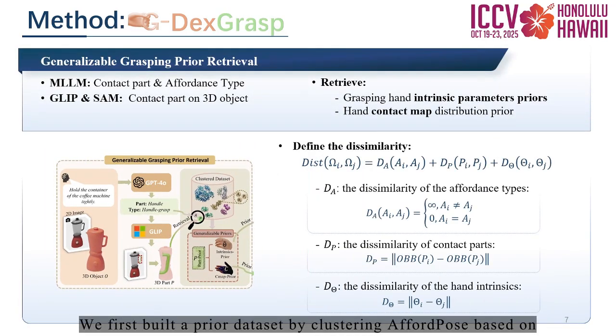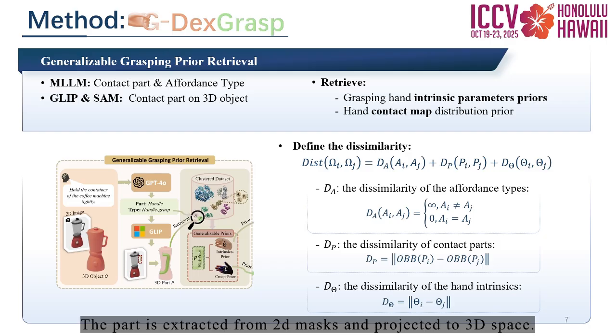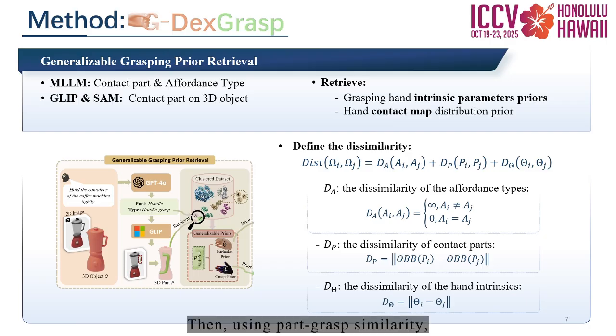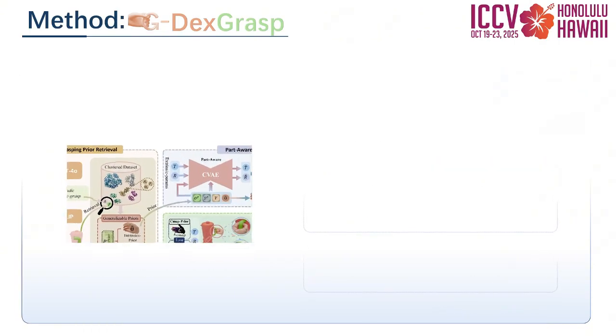We first built a prior dataset by clustering grasp poses based on object parts, grasp types, and hand poses. Given the task instruction and object images, we infer the target object part and grasp type, and the part is extracted from a 2D mask and projected to 3D space. Then, using part grasp similarity, we retrieve hand joint and contact information from the database.